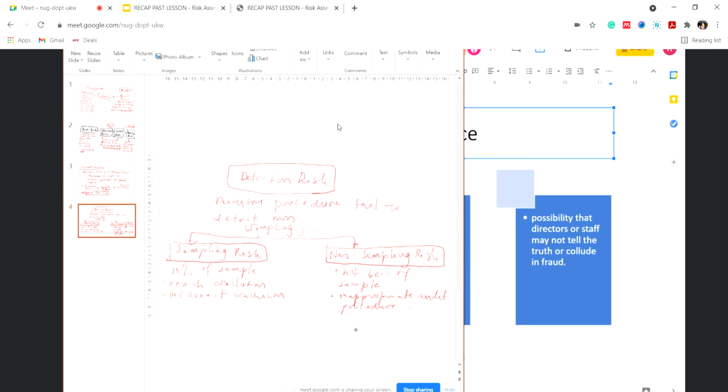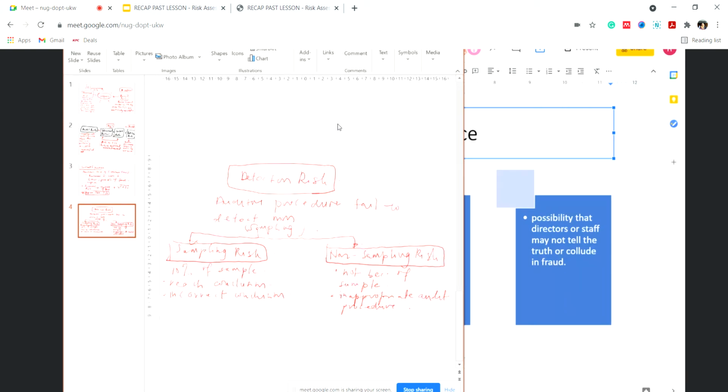Sampling risk is when the sample is not correct, or because the sample is too small, or you choose the wrong sample from the population. But for the non-sampling risk, the sample is correct. The sample is enough, but you choose the wrong audit procedures.